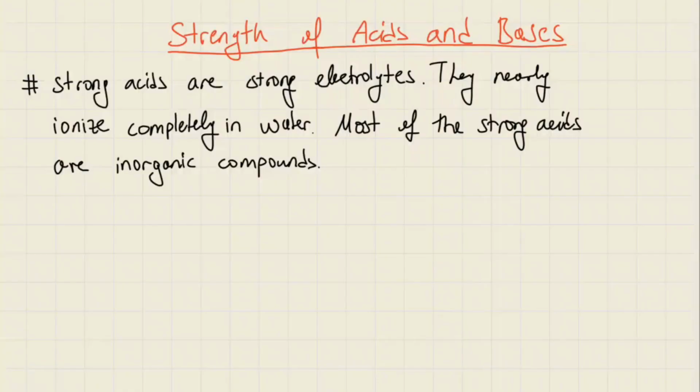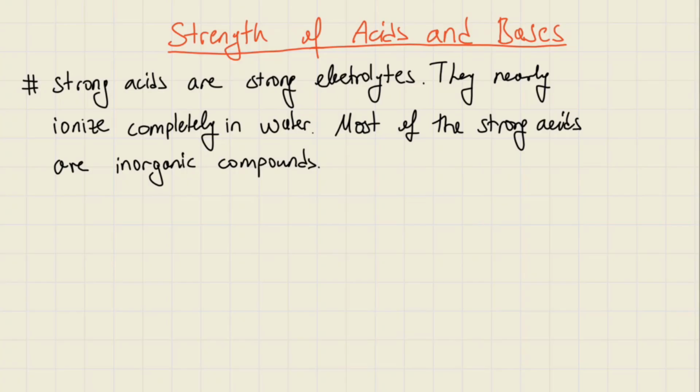And the strength of acids and bases is also different from each other. So we have weak acids and strong acids. And strong acids are strong electrolytes. They nearly ionize completely in water. And most of the strong acids are inorganic compounds.